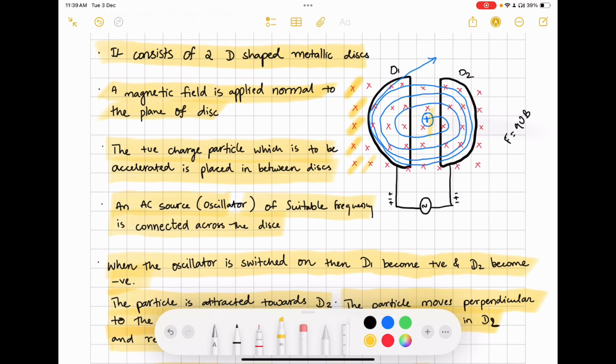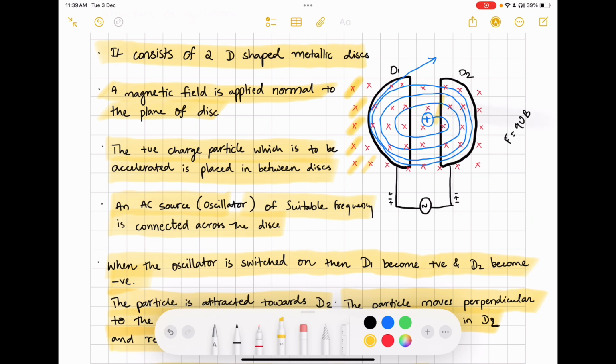Initially the radius of the semicircular path in D2 is smaller. Now when the particle reaches D1, the radius increases and it again reaches the gap. At that time, the polarity again changes, and now D2 becomes negative and D1 becomes positive.